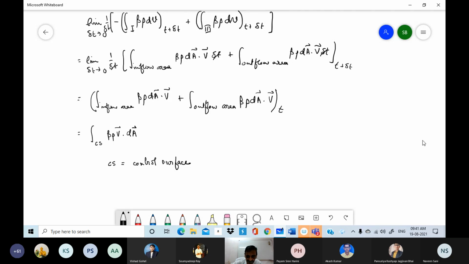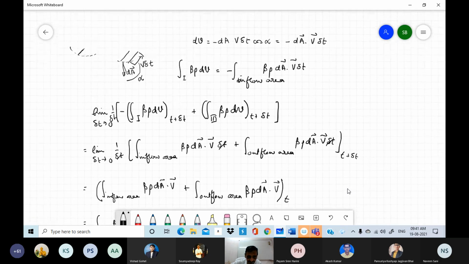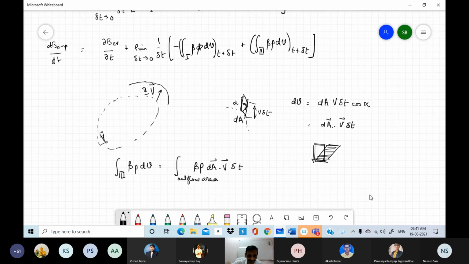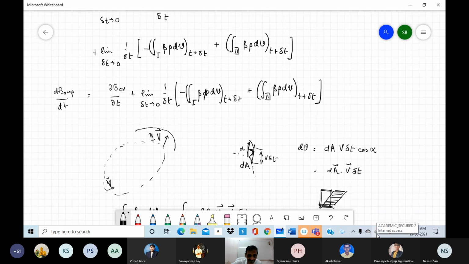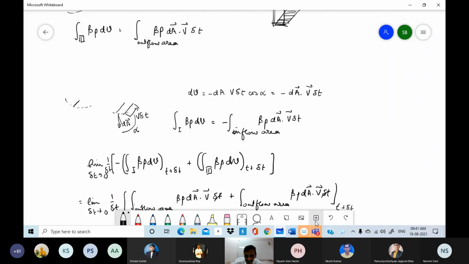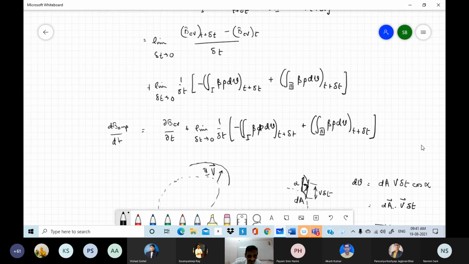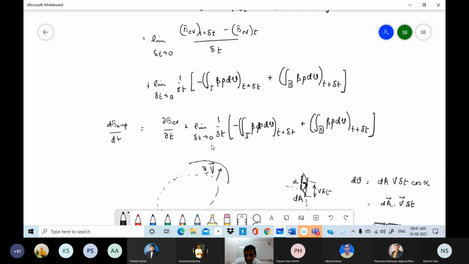Now I was taking delta t only to get the expression for derivative. So finally when I write the relation, I can assume that everything is evaluated at t. So then I had this expression. Now this I have related to an integral over the control surface.